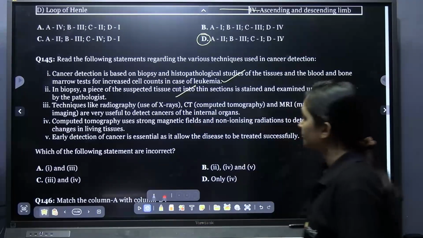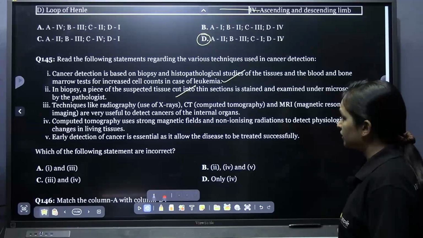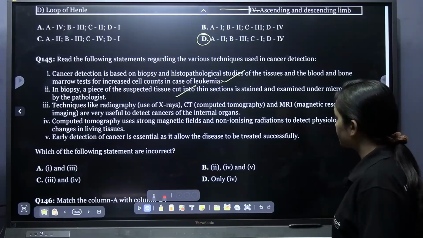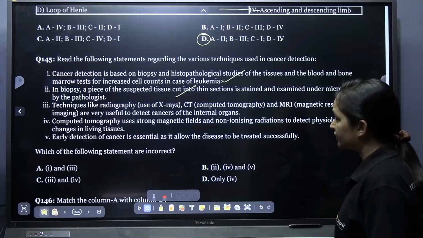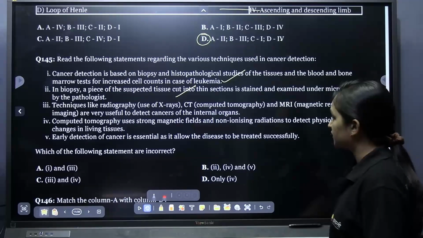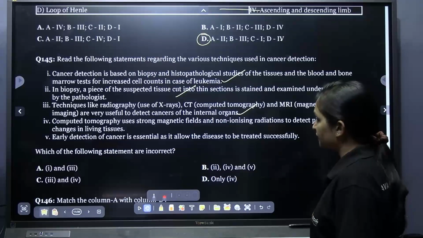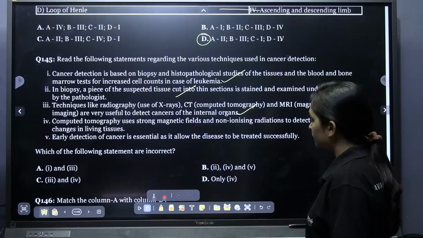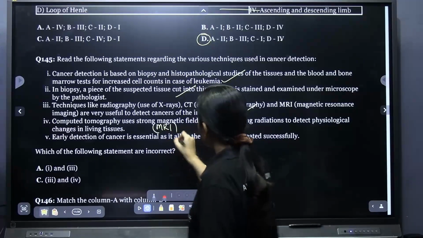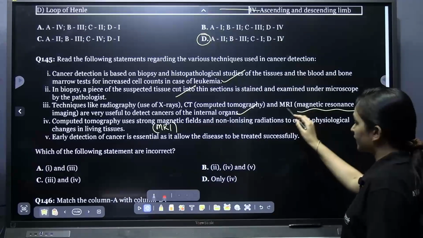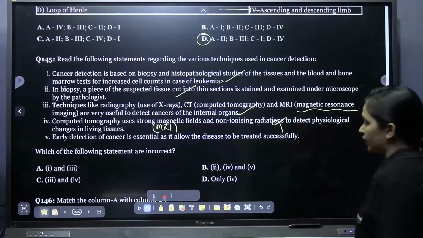This is correct. Techniques like radiography, which uses X-ray, CT, computed tomography, and MRI, magnetic resonance imaging, are very useful to detect cancers in the internal organs. Yes, this is also correct. Computed tomography uses strong magnetic fields. Actually, MRI uses this. Here it is written magnetic resonance, MRI, and non-ionizing radiation to detect. So this is wrong.